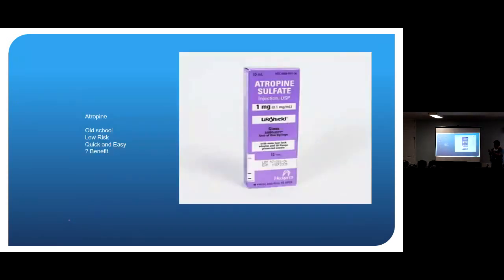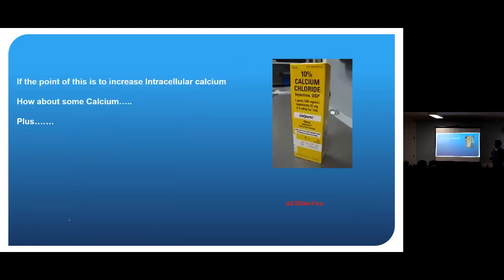Crap, it wasn't on my next slide. We'll talk about dopamine in a minute. Another thing I think about is calcium. When you give somebody dopamine or epi, the short version is it improves calcium inside the cardiac cells. So calcium's a reasonable drug to give these folks as well.